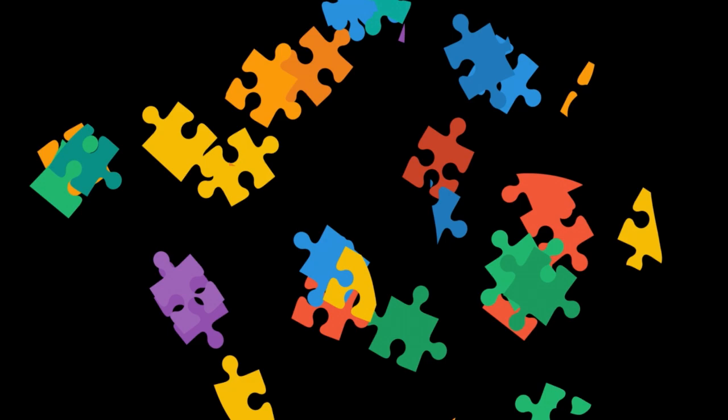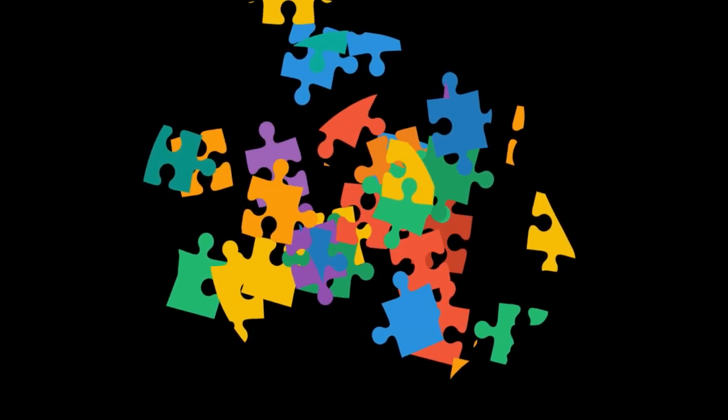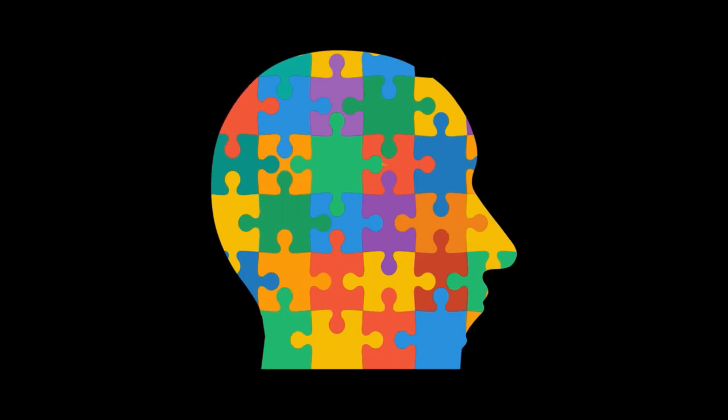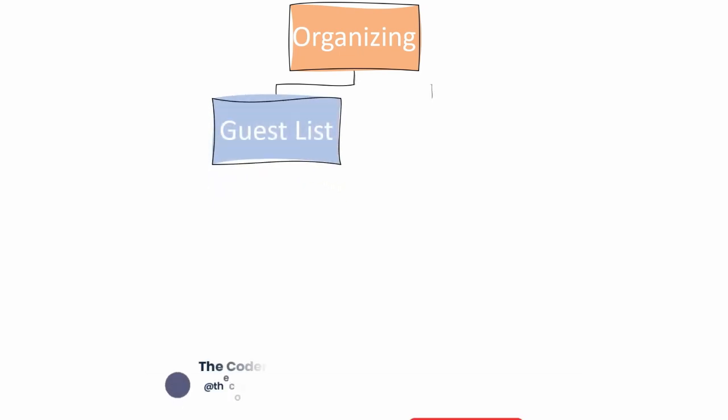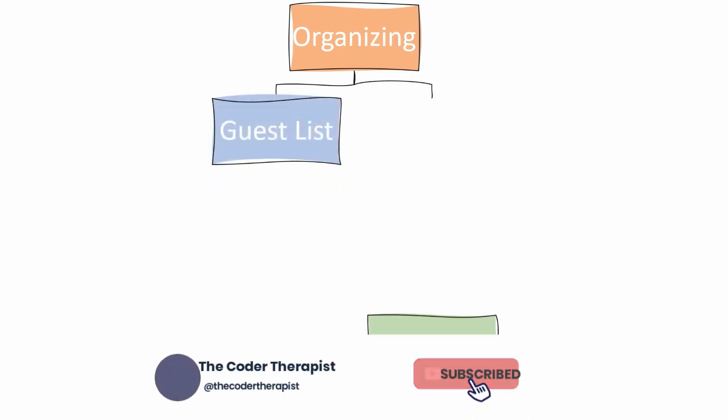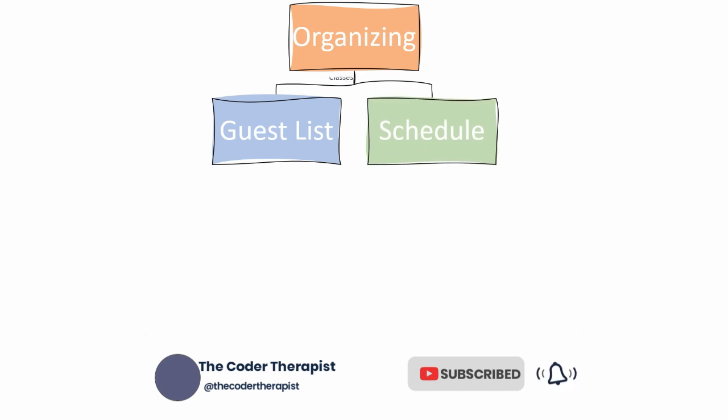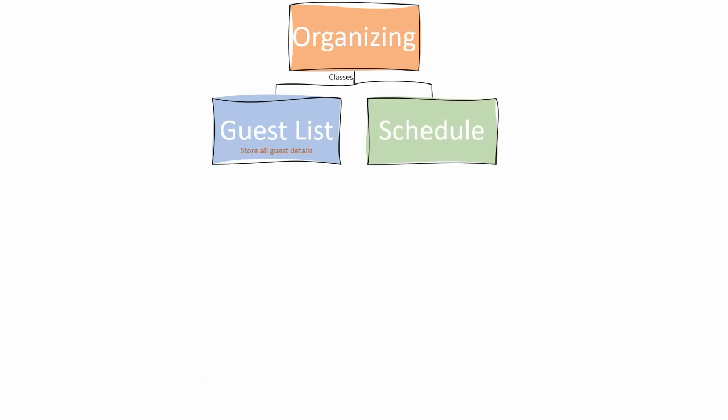Instead of having one huge list, you create categories or sections for each major part of the project. Following are the categories: organizing, structure, managing, understanding, reusing. Organizing: OOP helps you group related information and actions, like creating separate sections for guest details and event schedules, making it easier to find and manage specific details.